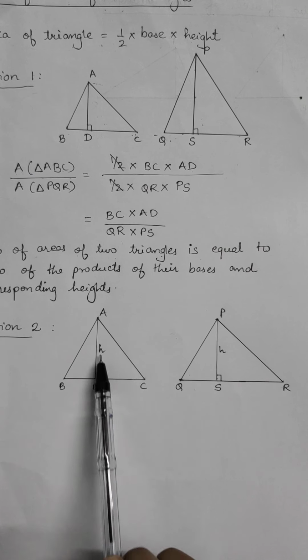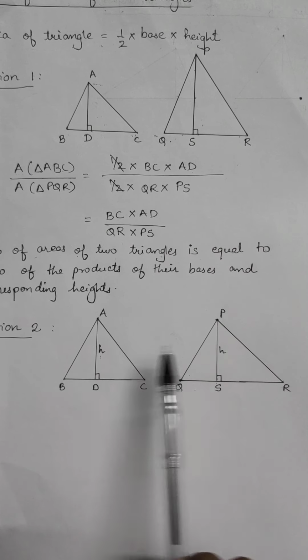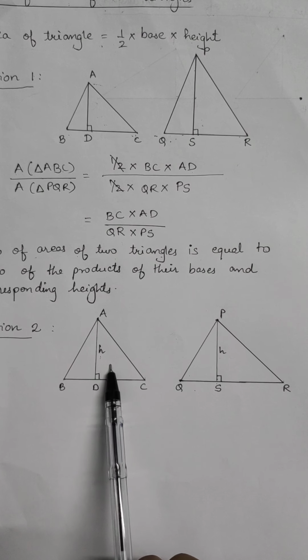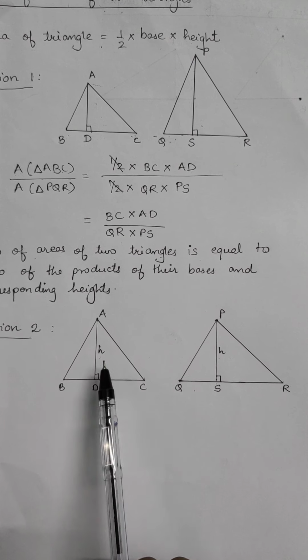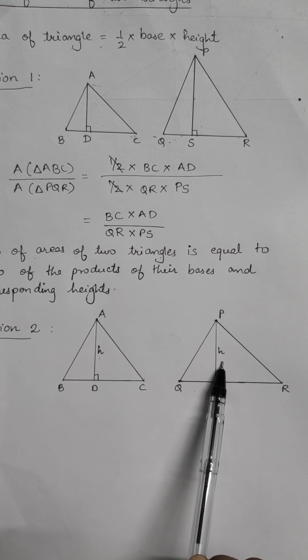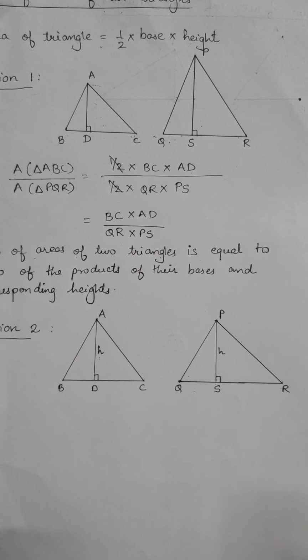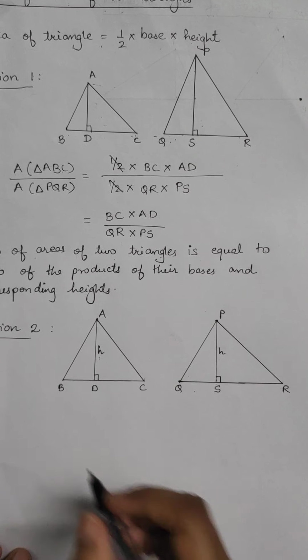Okay, AD is H and PS is also H. That means both the triangles have the same height. So in the second condition, when the two triangles have the same height, and we have to find the ratio of the areas of two triangles, how are we going to find it?